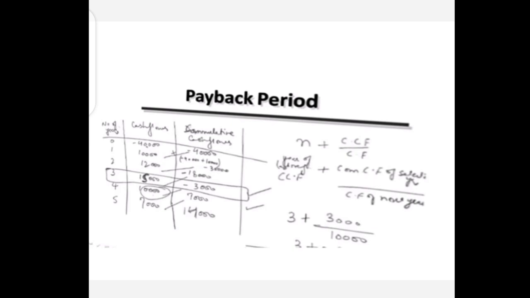So how will the payback be calculated? It will be calculated as n plus cumulative cash flows divided by cash flows. N is the number of years, plus the cumulative cash flows over the cash flows. When the initial investment is recovered, we divide by the next year's cash flows, that is 10,000. So I hope you understood the idea behind the payback period.